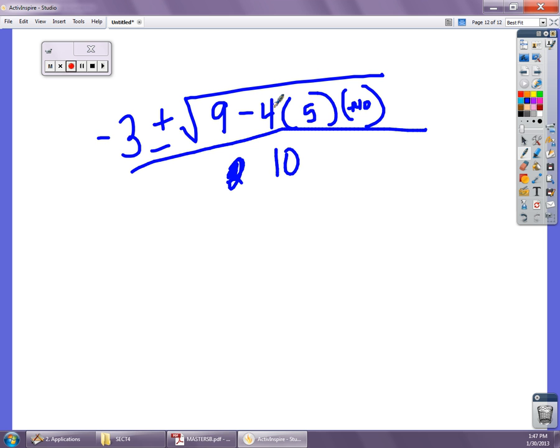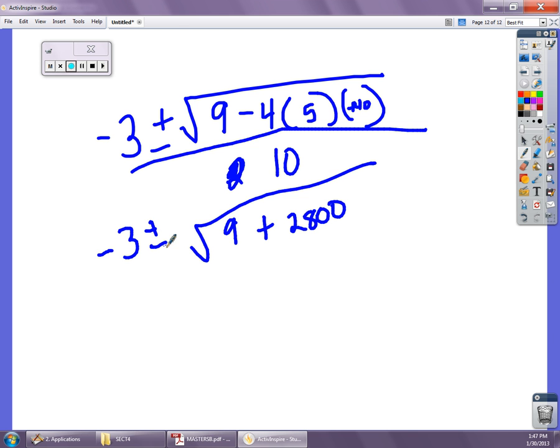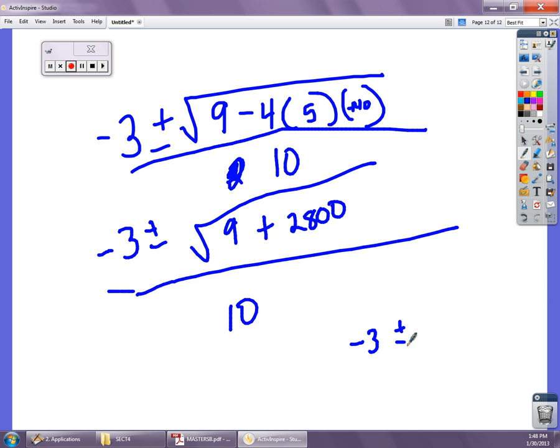So let me simplify this. Negative 4 times 5 is negative 20. Negative 20 times negative 140 is 2,800. So you end up getting 9 plus 2,800 square rooted, negative 3 plus or minus, all over 10. So this becomes 2,809, and I don't believe that you can take the square root of that. Oh, I apologize. You can take the square root of 2,809. You end up with 53. So you have negative 3 plus or minus 53 divided by 10.